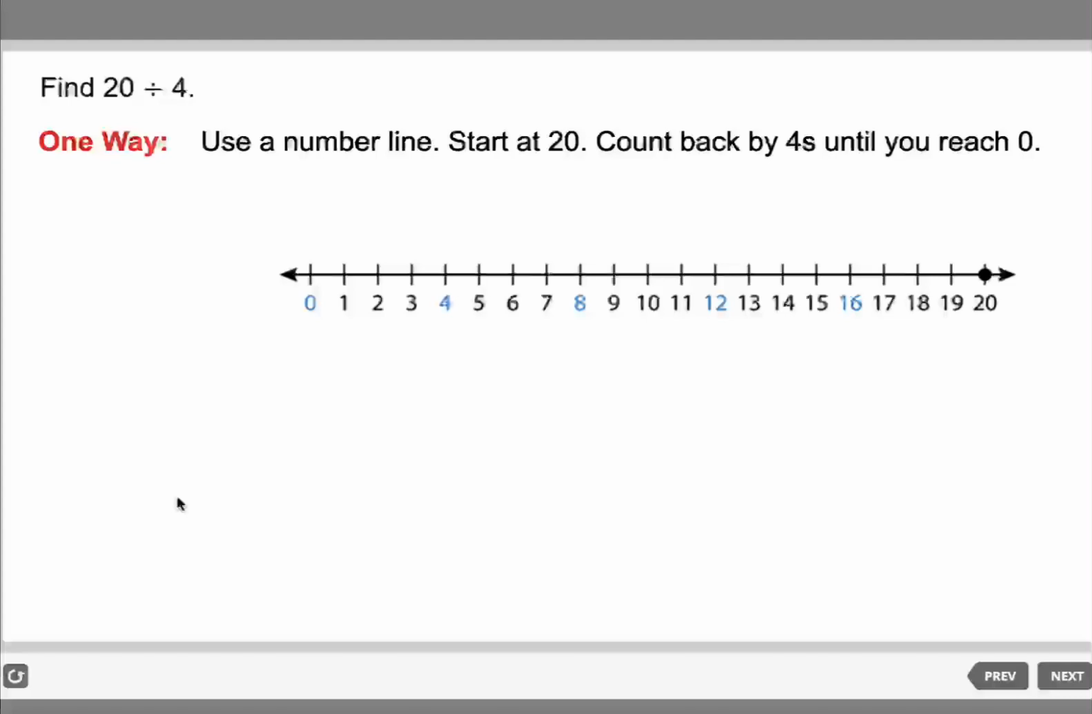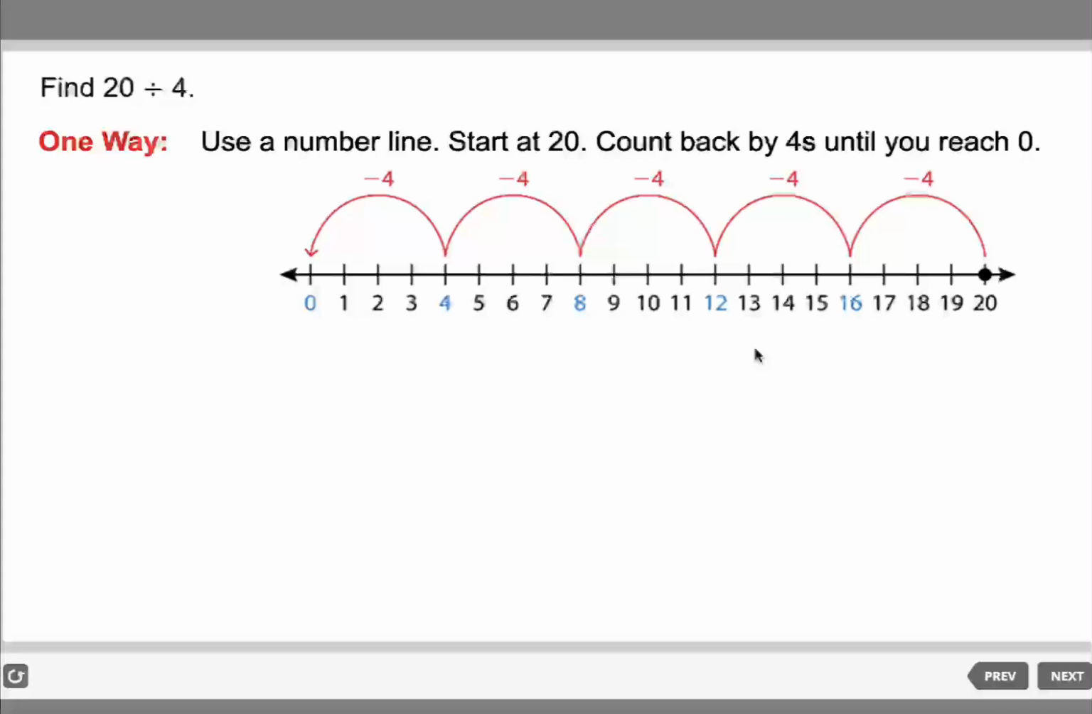So we start at 20. We count back by 4s. So 20 minus 4 equals 16. Minus another 4. So it's 12. Another time minus 4 equals 8. 8 minus 4 equals 4. And 4 minus 4 equals 0.